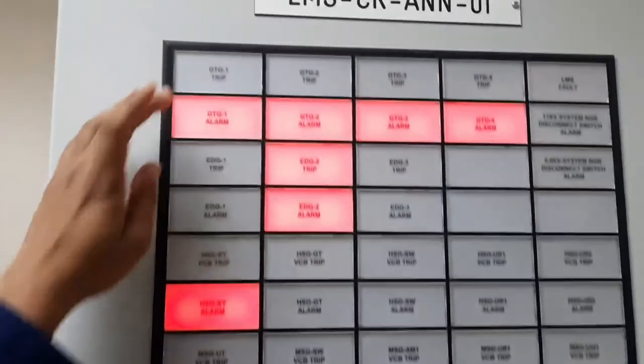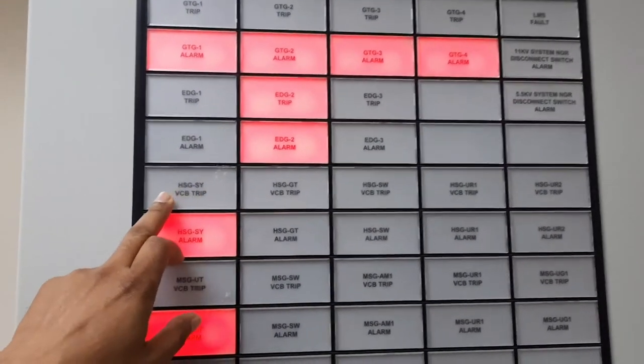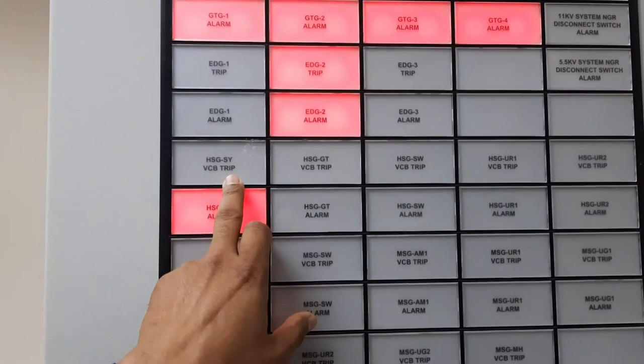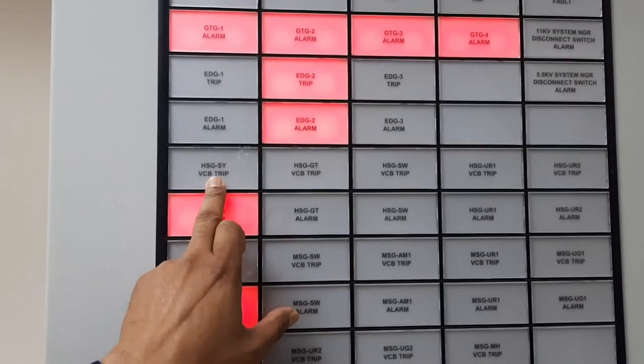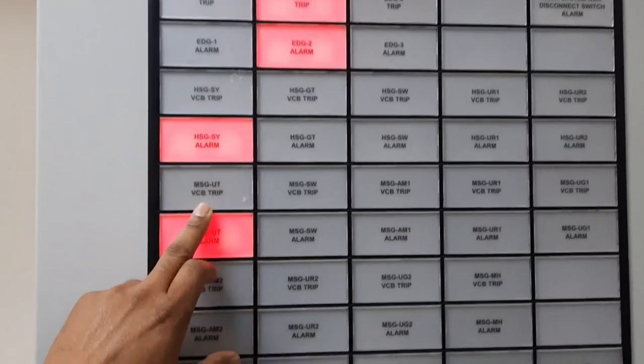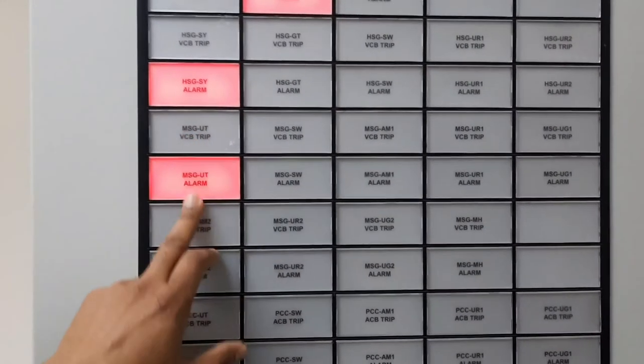Okay, this is gas turbine generator, emergency diesel generator, HSG, that means high switch gear. You can see BCB, bus coupler circuit breaker. If the high switch gear bus coupler circuit breaker trips, that time this alarm will show here. High switch gear system. Okay, this is medium switch gear, BCB trip, that time this alarm comes.